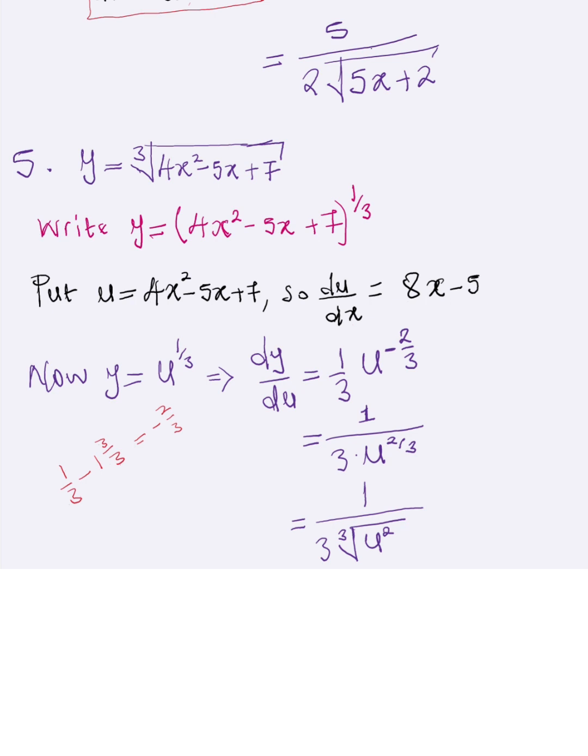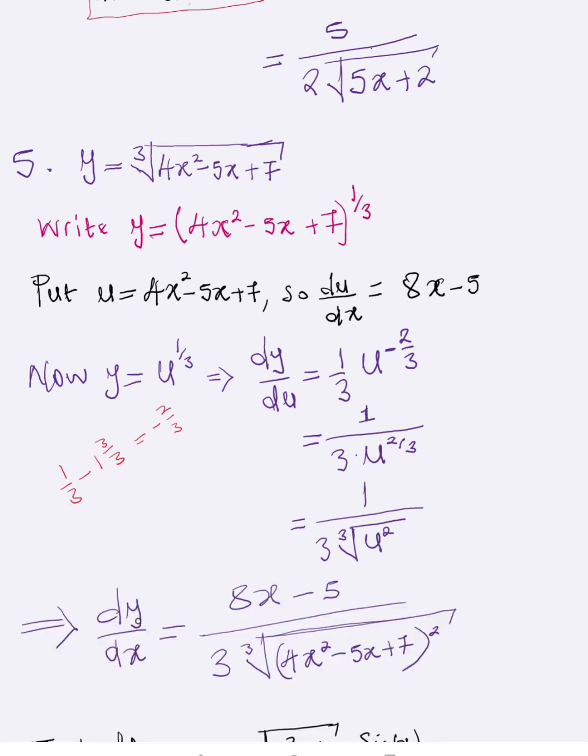Now, putting everything together, we are going to say dy dx is equal to, we are going to multiply this derivative with 8x minus 5. So this is 8x minus 5, then everything over 3 multiplied by the cube root of u squared. But remember, u is 4x squared minus 5x plus 7.